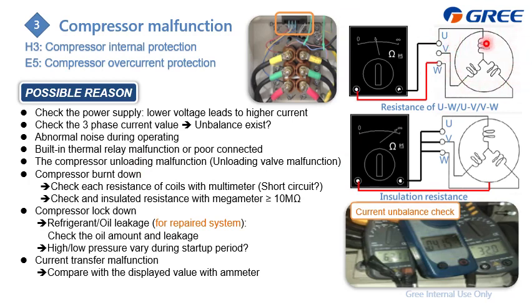And when the compressor burns down, we're just afraid that the inside coil, which is this coil, is open circuit or short circuit. So on site, you just need to check the resistance of this. First, ensure it is not short circuit, and also check the insulation resistance. Basically, it should be higher than 10 megaohm.